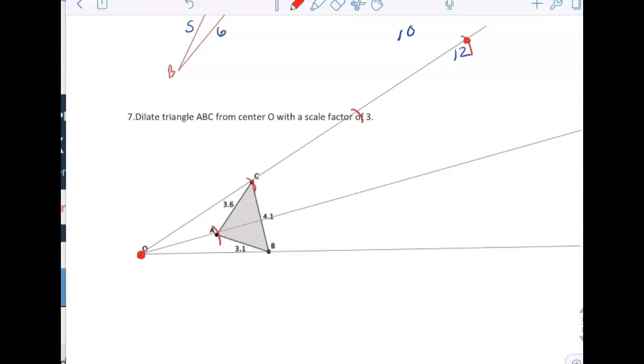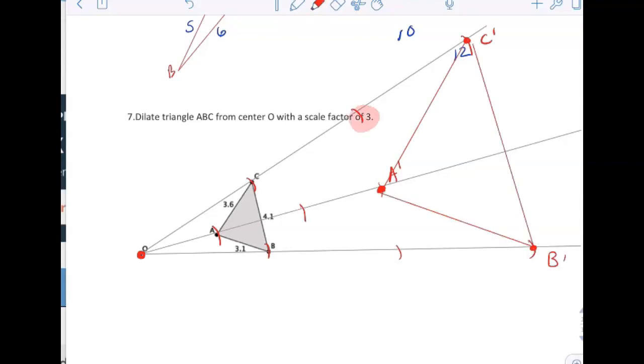You're going to go A, 2, 3, and then B, 2, 3. With your compass, connect the points. And in this case, you have dilated it by a scale factor of 3.